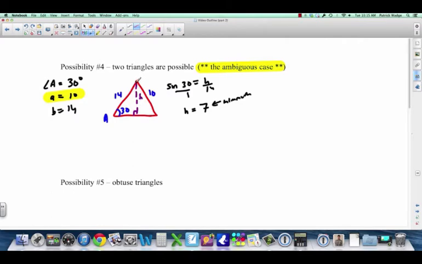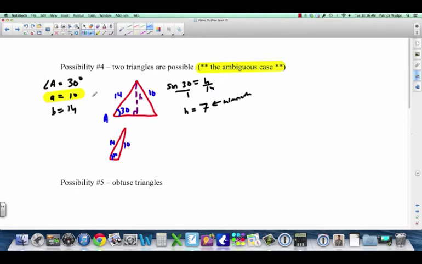Another way you could have drawn this is by putting the 10 there instead of here, and you'd have a very strange but valid triangle. So let me try to draw that other triangle here. What that would look like is still having a 30-degree angle, but this 10 would go here instead. I know that's hard to picture, but this is 30, this is 14 just like it was up here, but now the 10 is here.